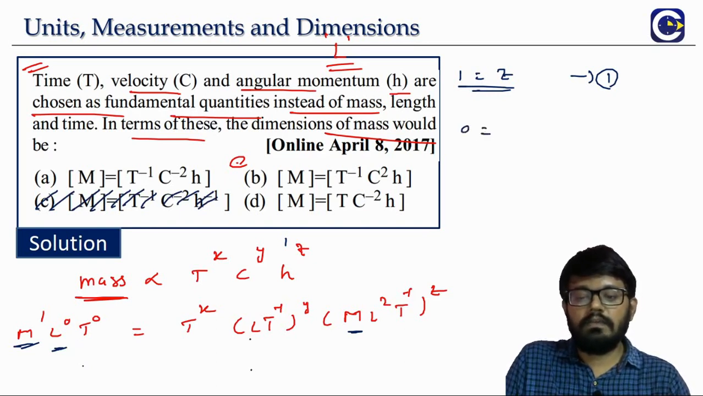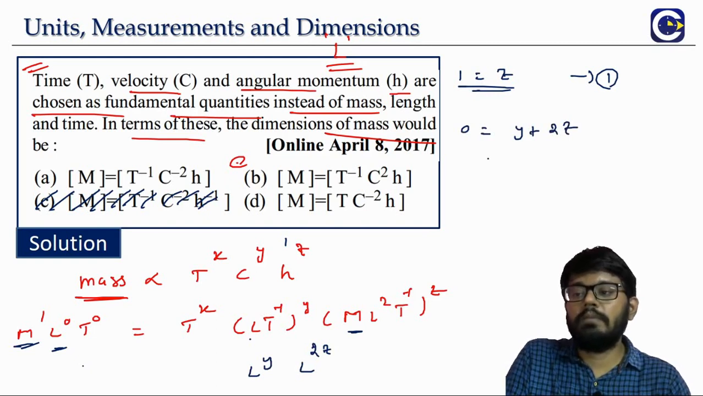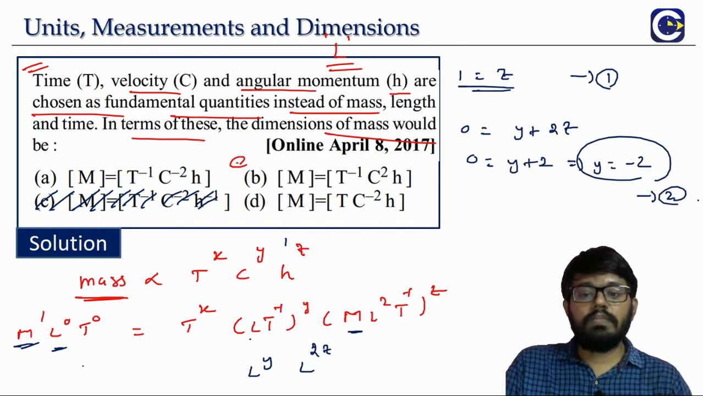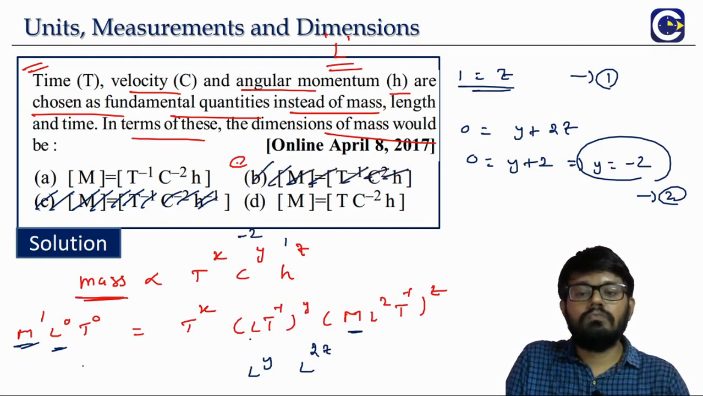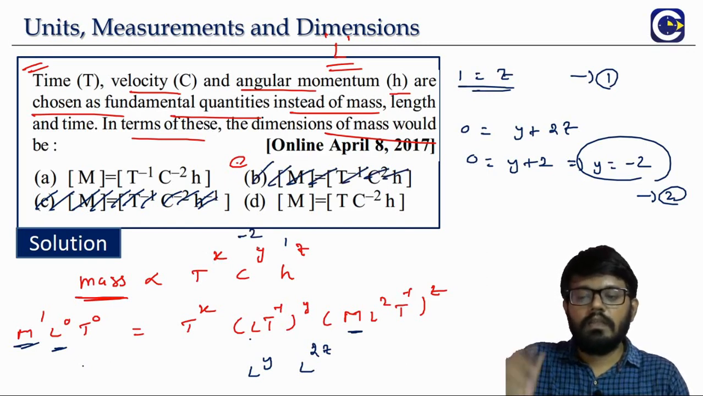On the right side, L^y and L^2z give y plus 2z, but already z is equal to 1. Put it in, which means y is equal to minus 2. So y is the power of c. So B is out, because in B they are saying the power of c is 2. Now it is only between A and D. So like that we can eliminate the options.